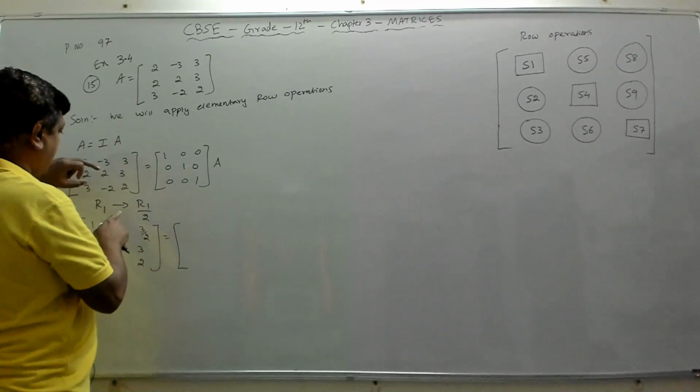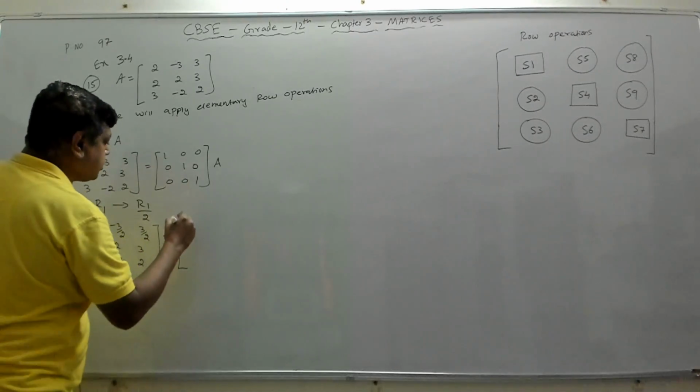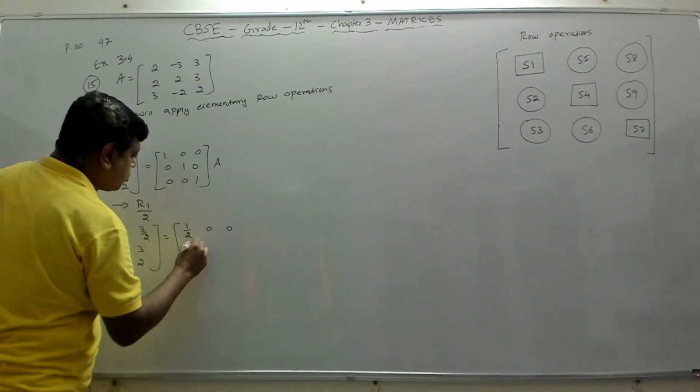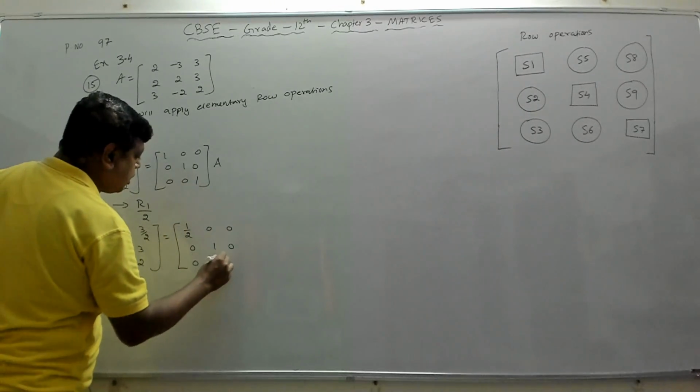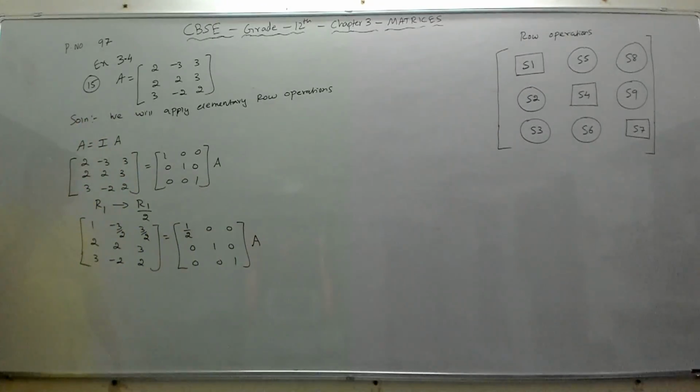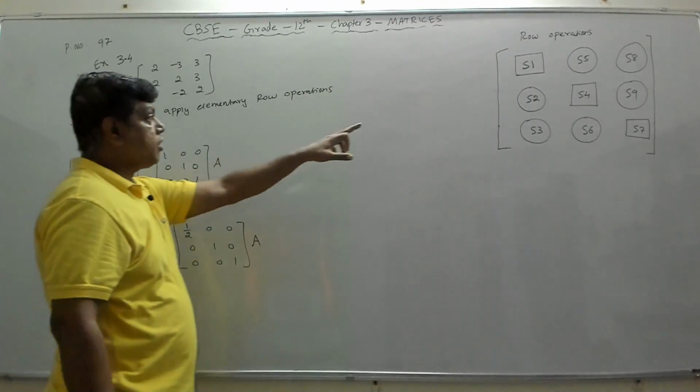So what do we get? R1 is R1 by 2. So each element of R1 should be divided by 2. So it will become 1 by 2, 0 by 2, 0. The other rows will be the same. No change to row 2 and row 3. This is A. So we have made this. So first step is done.